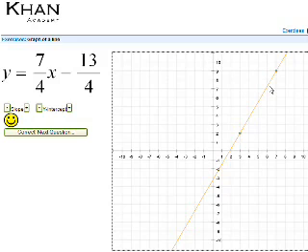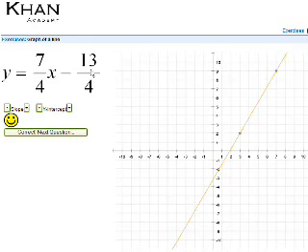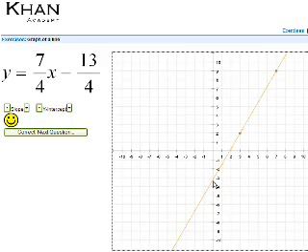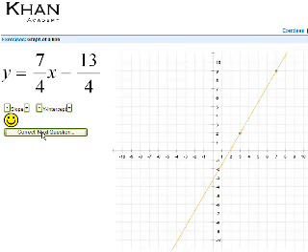I just want to give you an intuitive sense of what slope and y-intercept is. And it intersects the y-axis at -13/4. That's a little more than -3, which you can see right there. Let's see if we can do another one.